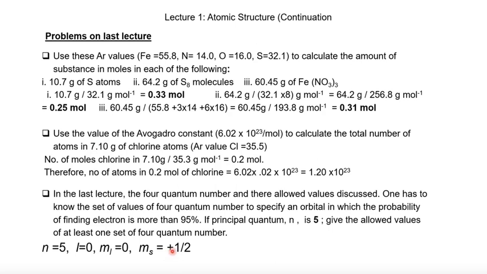Similarly, you can find out the number of sets of quantum numbers when n is equal to 5. What you have to do is find all the allowed values of the azimuthal quantum number, all the allowed values of the magnetic quantum number, and one of the 2 values of the magnetic spin quantum number. And I say it again, this is for the probability of finding electrons in an orbital.